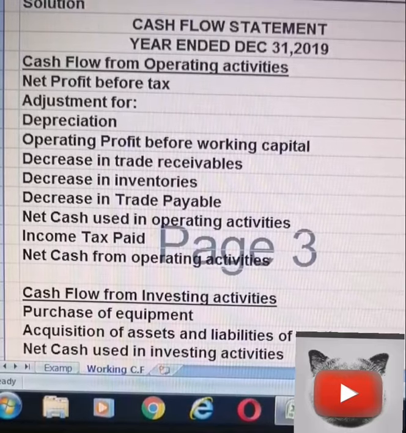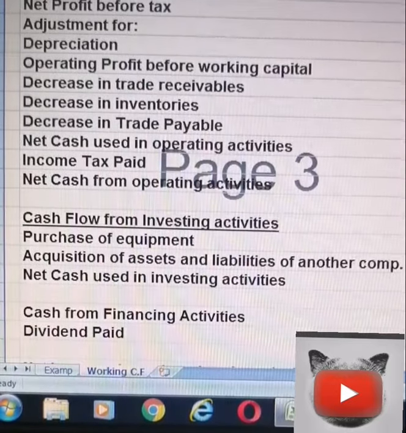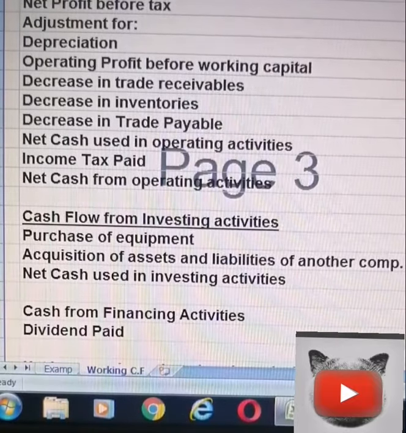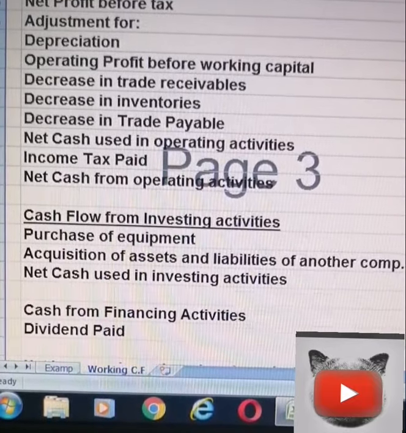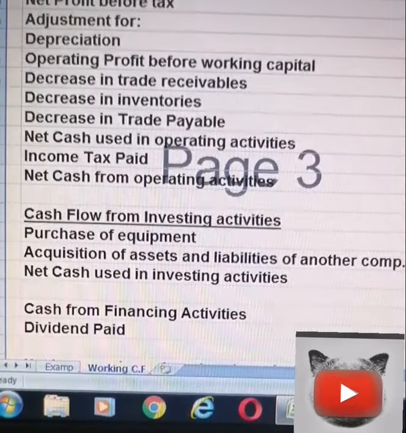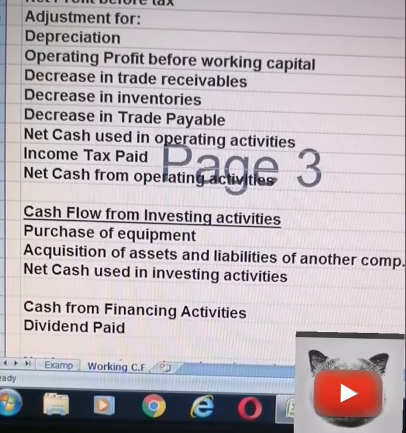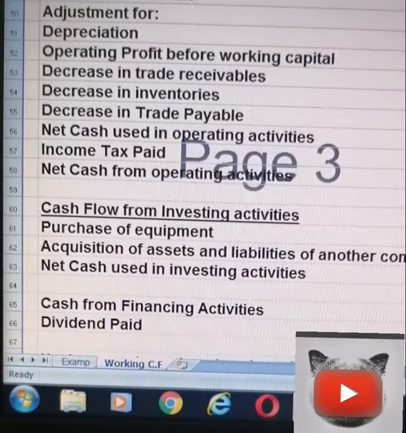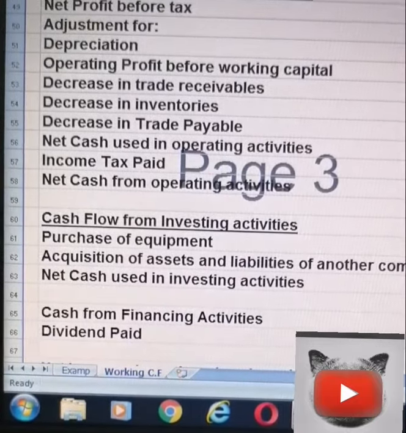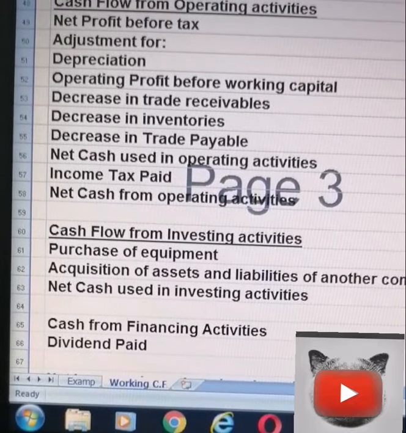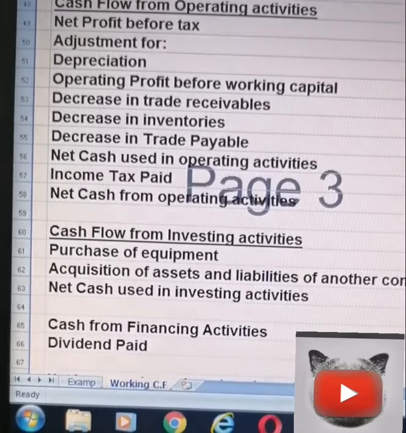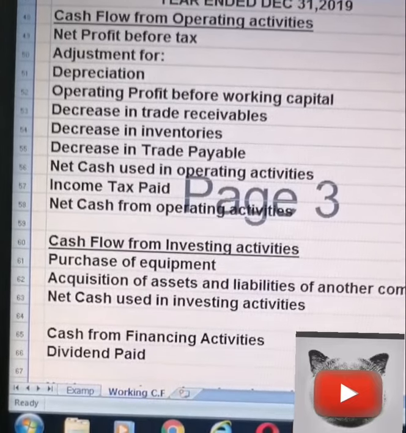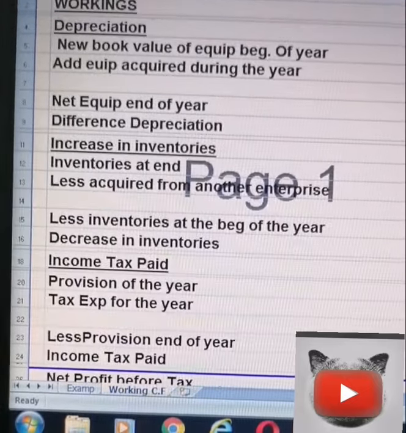Hopefully this will help you to understand how to present and prepare the cash flow statement. It was a simple calculation, a simple example. Next time I will show you how to prepare and present the cash flow statement in detail, with working, by providing the profit and loss account, balance sheets, and schedules, in detail, inshallah. Okay, thank you very much.